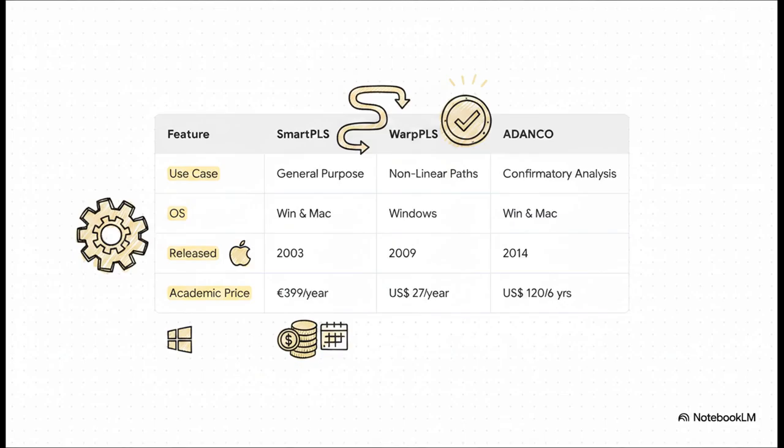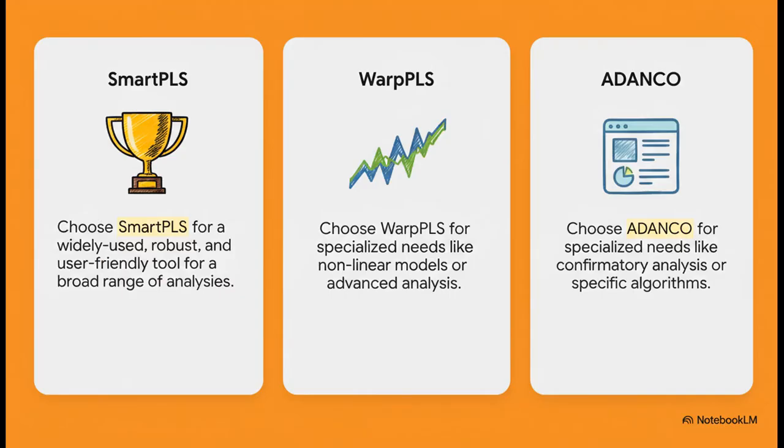SmartPLS is your all-around, do-it-all workhorse. WarpPLS is your go-to specialist if you suspect nonlinear relationships, and ADANCO, it really shines for confirmatory analysis with that modern interface. You'll also notice a big difference in availability and cost. SmartPLS and ADANCO are native on both Windows and Mac, while WarpPLS is mostly a Windows thing. And the pricing is all over the map, from a really low yearly fee for WarpPLS to a multi-year license for ADANCO. So let's cut to the chase. Which one is for you?